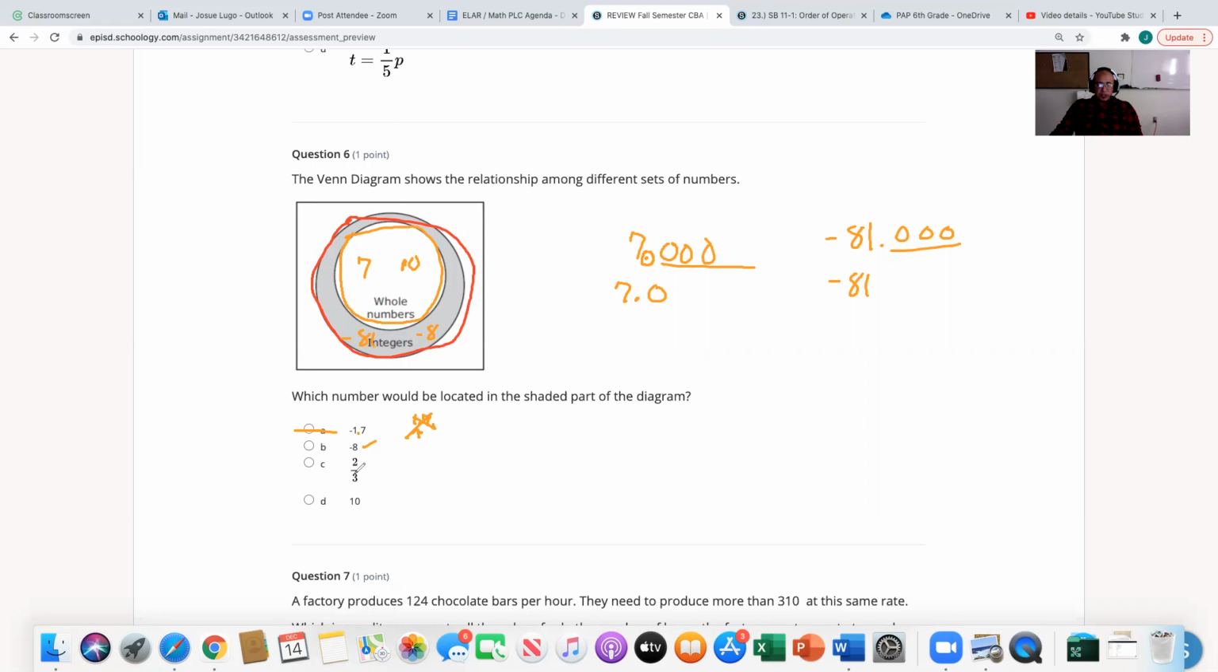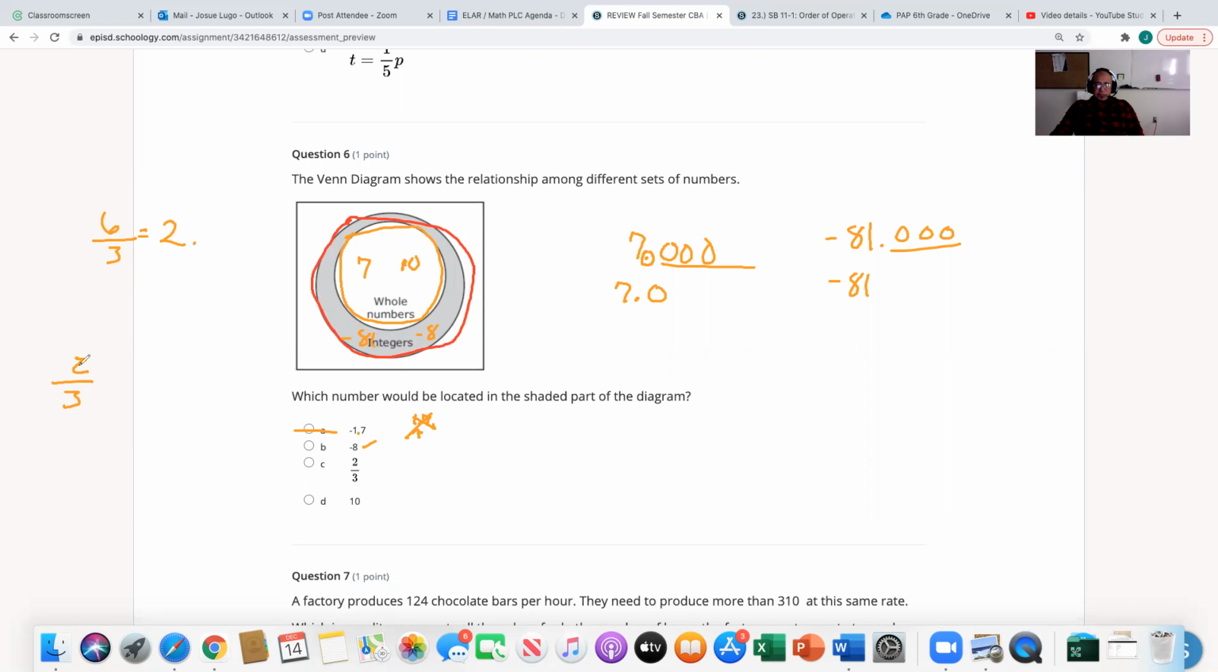C, 2/3. When you have a fraction, guys, it's important to remember that fraction means division. For example, if I have something like 6/3, I can't just be like, oh, that's a fraction, because 6 divided by 3 is the same thing as 2. And that doesn't have a decimal value. So this would be considered an integer.